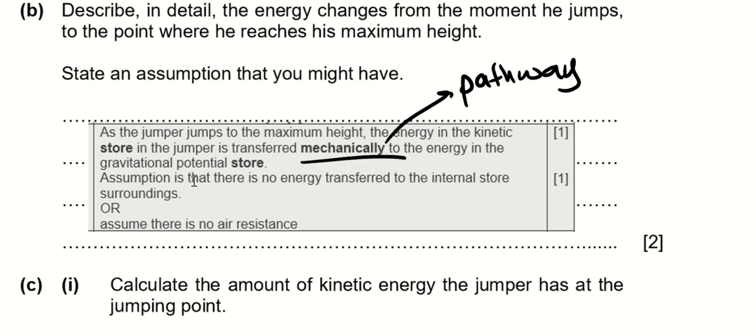Now, the assumption is that there's no energy transferred to the internal store of the surroundings, or we assume that there's no air resistance. Okay, this is just an assumption in the ideal world. So if there's no air resistance, then we don't have to do work against air resistance. So all of the energy in the kinetic store will be transferred mechanically to the gravitational potential store.